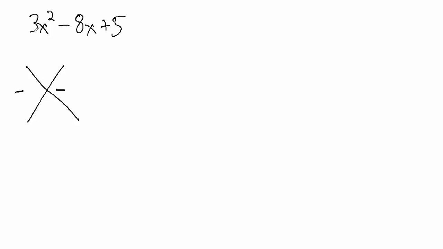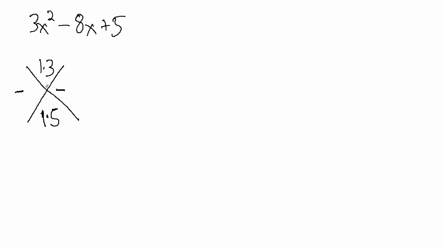So positive something on the x squared, minus an 8x, then plus a 5, gives us a minus and a minus here. Now what goes in here? Well, 3 is just 1 times 3. That's the only way we can break it up. And 5 is just 1 times 5. Now we're going to do what we did before. So we have 1 times 3 and 1 times 5.